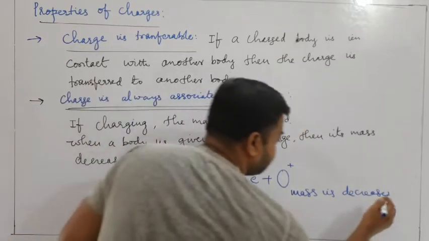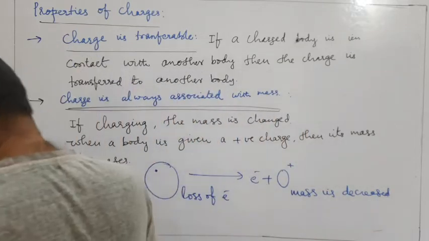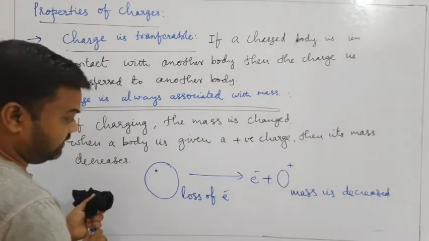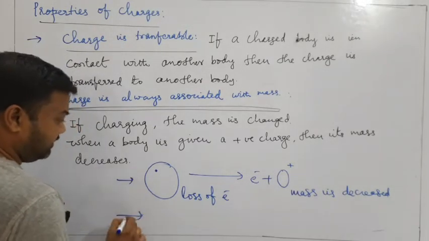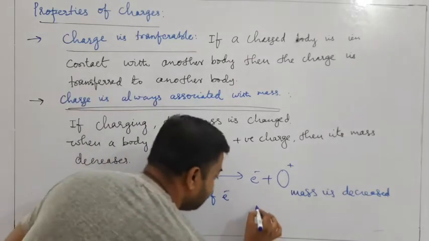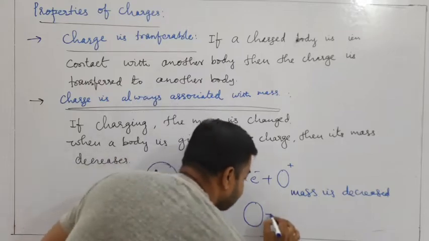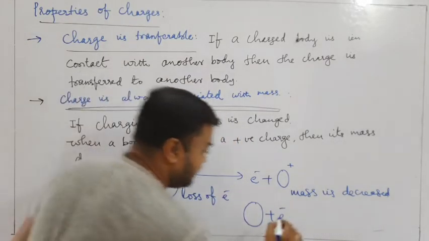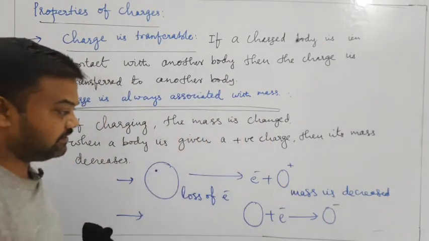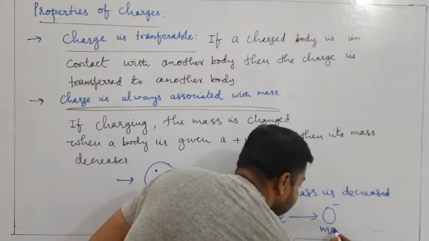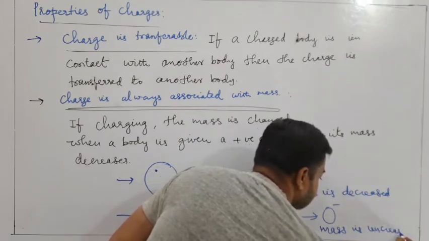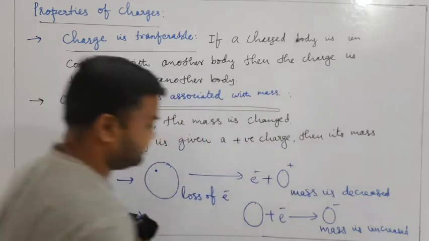Mass is decreased. That is one more concept here. Suppose another body gains some electrons; then this body becomes a negatively charged body. Here what happens? Mass is increased. These are the two properties we can observe here.